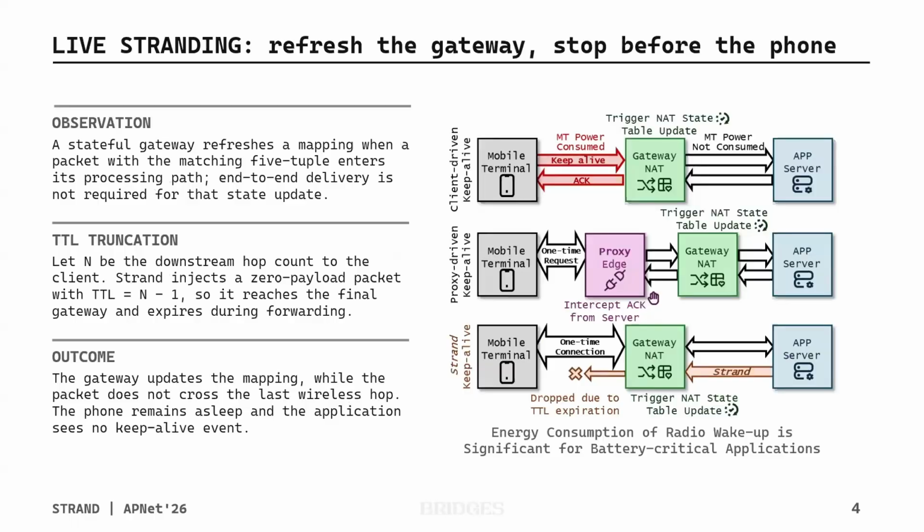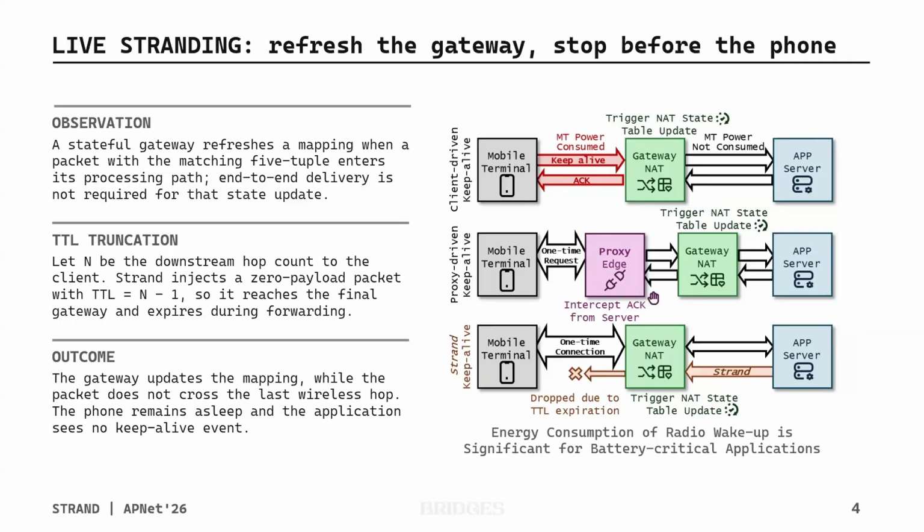Therefore, we propose Strand. A stateful gateway stores each flow as a 5-tuple mapping, often with a translated address and port. When a matching packet arrives, it finds the entry and refreshes its timer before forwarding. Strand exploits this order. The packet only needs to reach the gateway, not the phone. The server creates this boundary using the IP time to live. Suppose the phone is n downstream hops away.